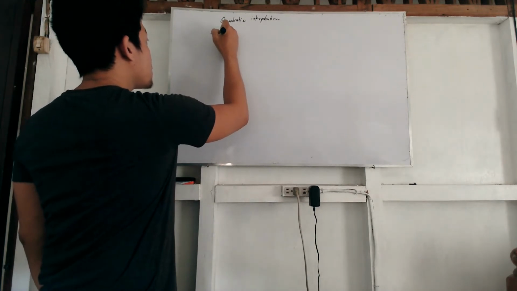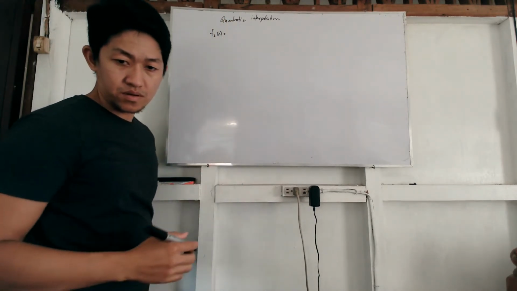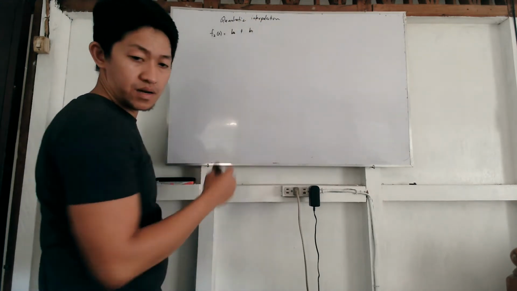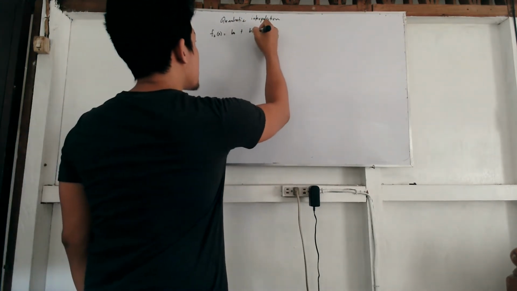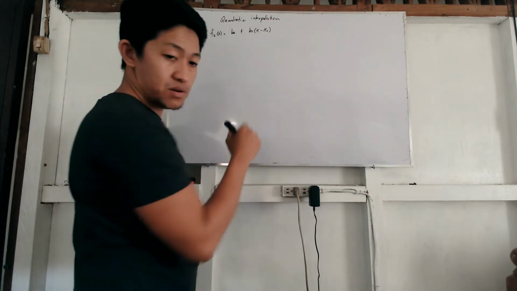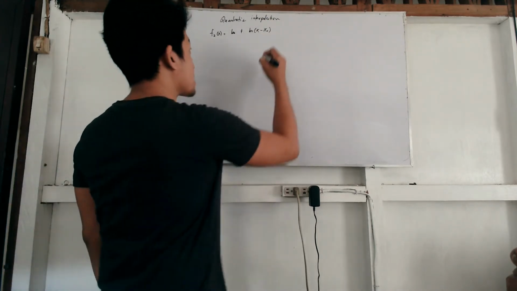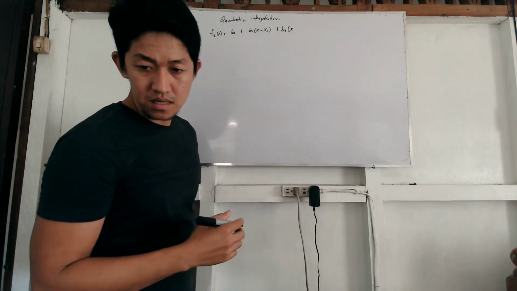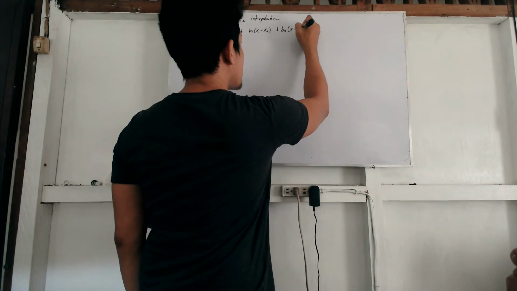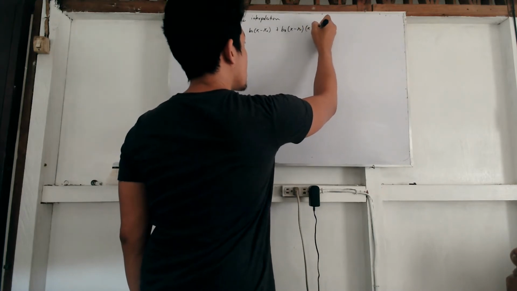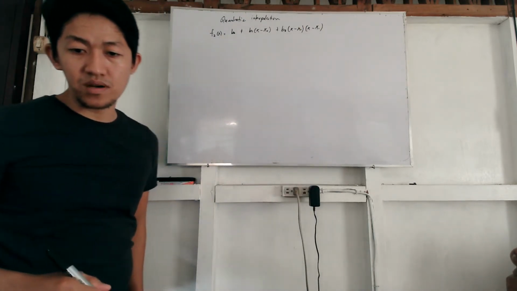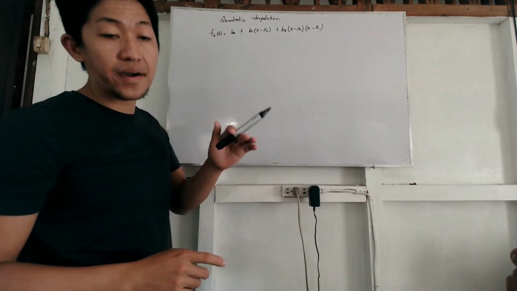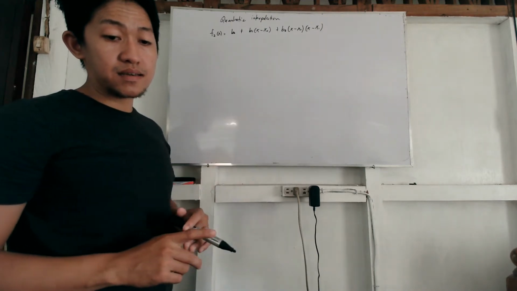f sub 2 of x is equal to b sub 0 plus b1 times x minus x sub 0, plus b sub 2 times x minus x sub 0 times x minus x sub 1. Okay, so you're wondering why or where did we get this equation?